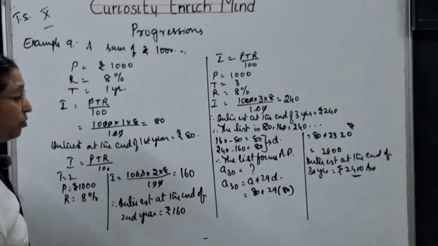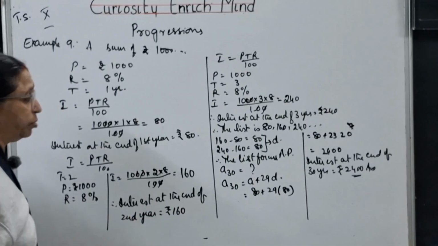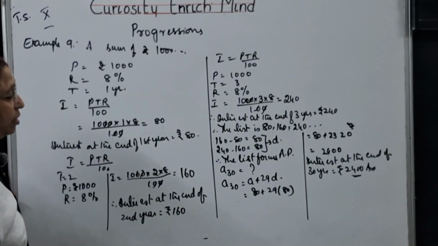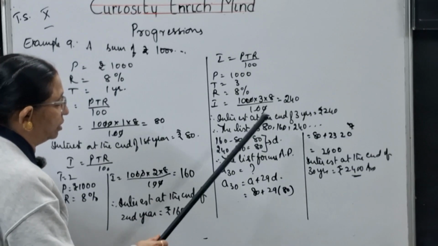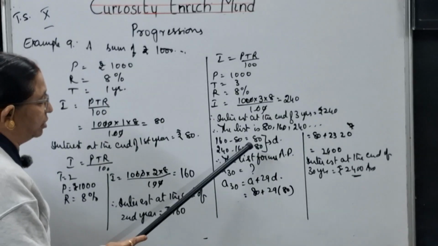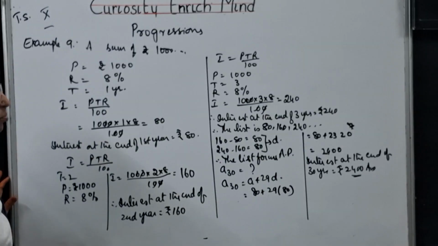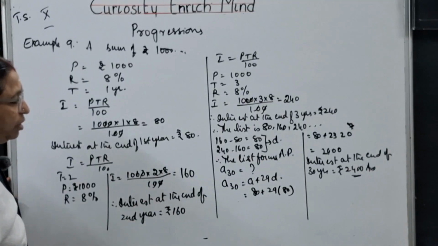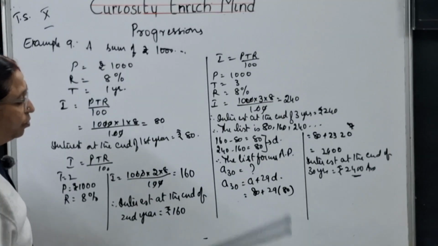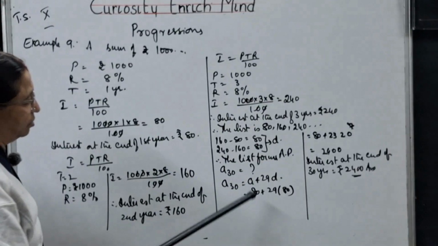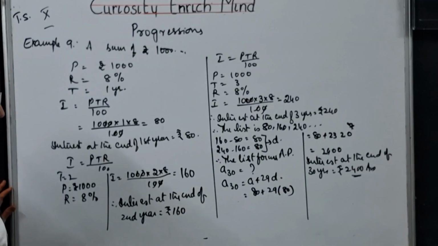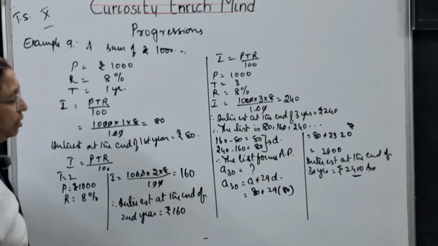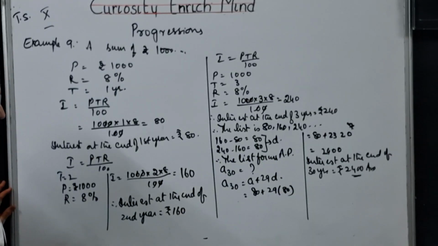Now you have to find out whether it is in AP. To know whether it is in AP, A2 minus A1 is 80 and A3 minus A2 is also 80. That means we are getting a common difference. So the list forms an AP. If it forms an AP, you have to go for A30. A30 is a plus 29d. So 80 plus 29 into 80, you are getting 2400. This is the answer for this problem, children. Please note it down.